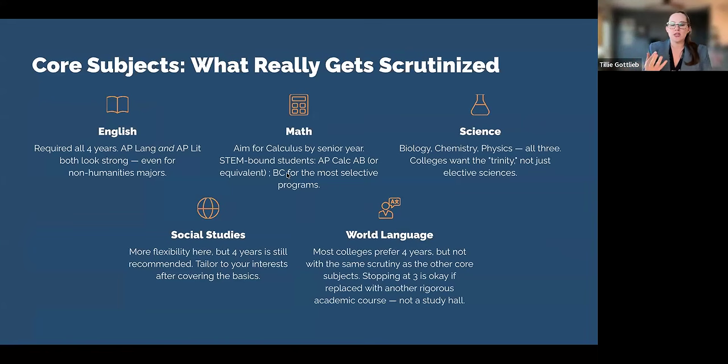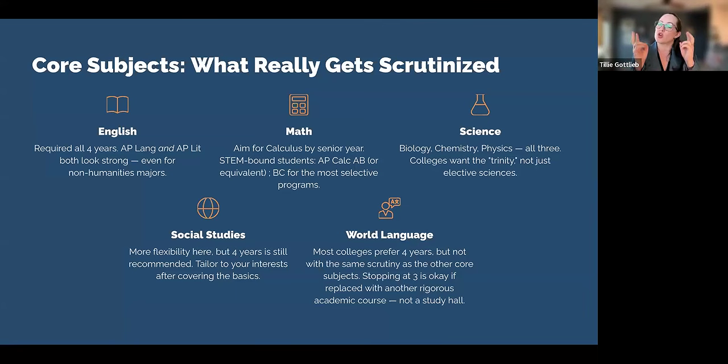So which subjects are really getting scrutinized? I'm glad we include this slide because there are so many questions and we can't really answer specific ones now, like is X and Y class considered? But core subjects are what's really going to get scrutinized, or sometimes we call them solids. And as a theater major, I take issue with these, but I'm not the person making these decisions. But English, right, required all 4 years. The AP language and literature look really strong, even if you're a non-humanities major. They like to see that well-roundedness if it is something you can manage.